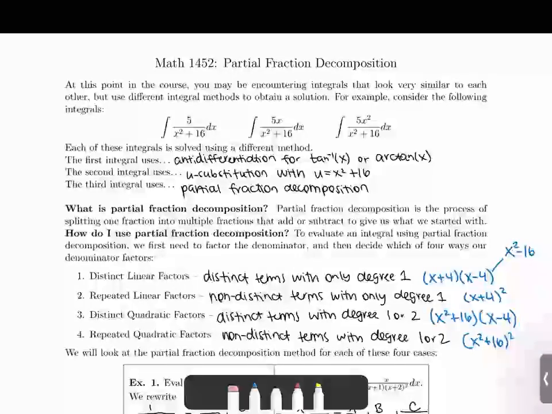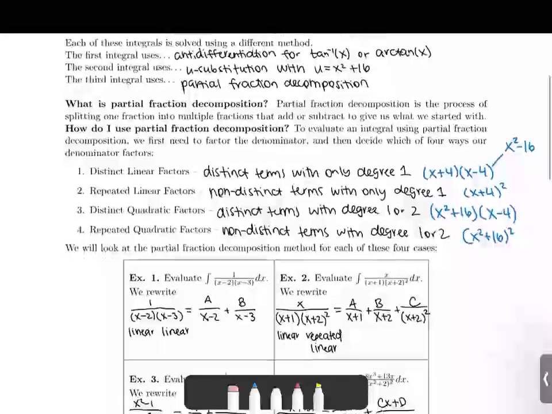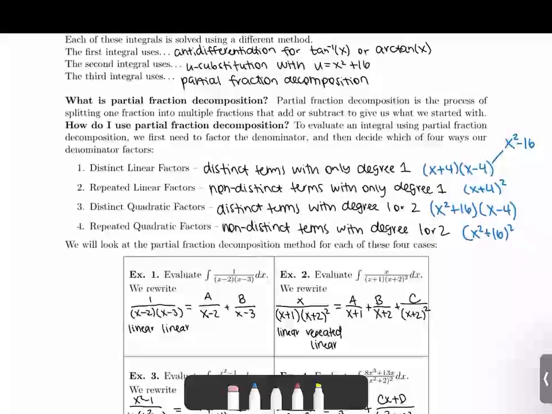Hi everyone, welcome to the second video on partial fraction decomposition for Math 1452 at Texas Tech University, which is Calculus 2. So in the first video on partial fraction decomposition, we talked about what that was, i.e. decomposing fractions into different parts that are being added and subtracted together, and the four different setups we could have to decompose that fraction based on how our denominator factors.